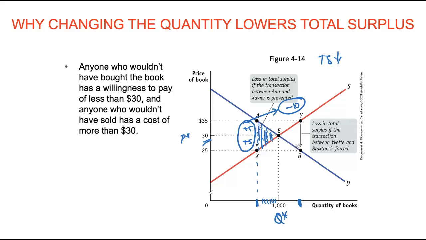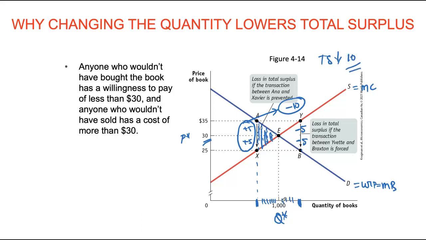If we force exchange to happen for all of these units which are above 1,000, what are we essentially doing? We are essentially forcing sales between units whose marginal cost exceeds the marginal benefit in this market. Remember, your demand curve is your willingness to pay, or marginal benefit curve. Essentially, what we are saying is Yvette is forced to produce the good at a price of 30 when her own cost is 35. So the market makes a loss of $5. And Braxton is forced to buy the good when he's willing to pay only 25 at a price of 30. So that's another loss of 5. So if we force exchange between Yvette and Braxton, total surplus again declines by $10.